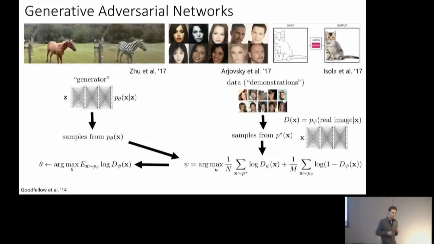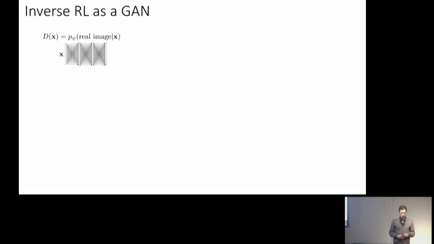And structurally, this is very similar to what we saw in IRL. In IRL, the policy will be maximizing the reward, while the reward would be trying to make the policy look bad. Here, the generator is maximizing the probability of being real, while the discriminator is trying to minimize its probability of being real. So you can actually make this connection quite formal, but let me go through how the pieces all line up, and then I'll describe the math a little more.